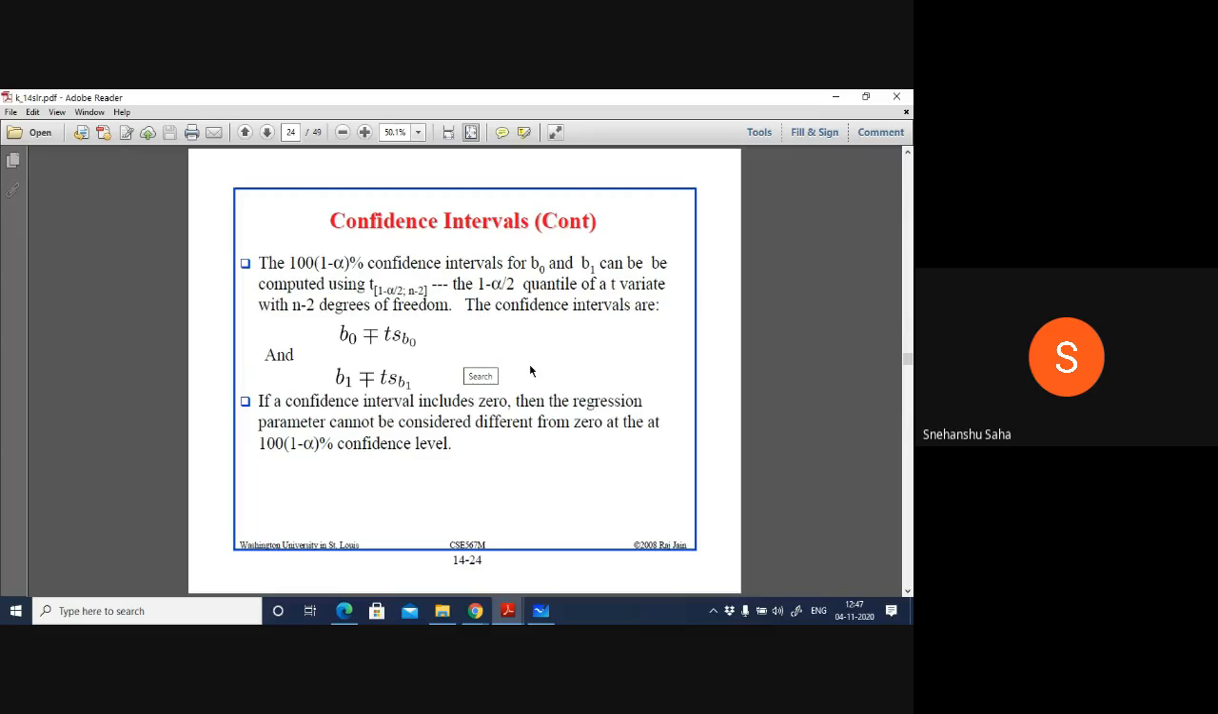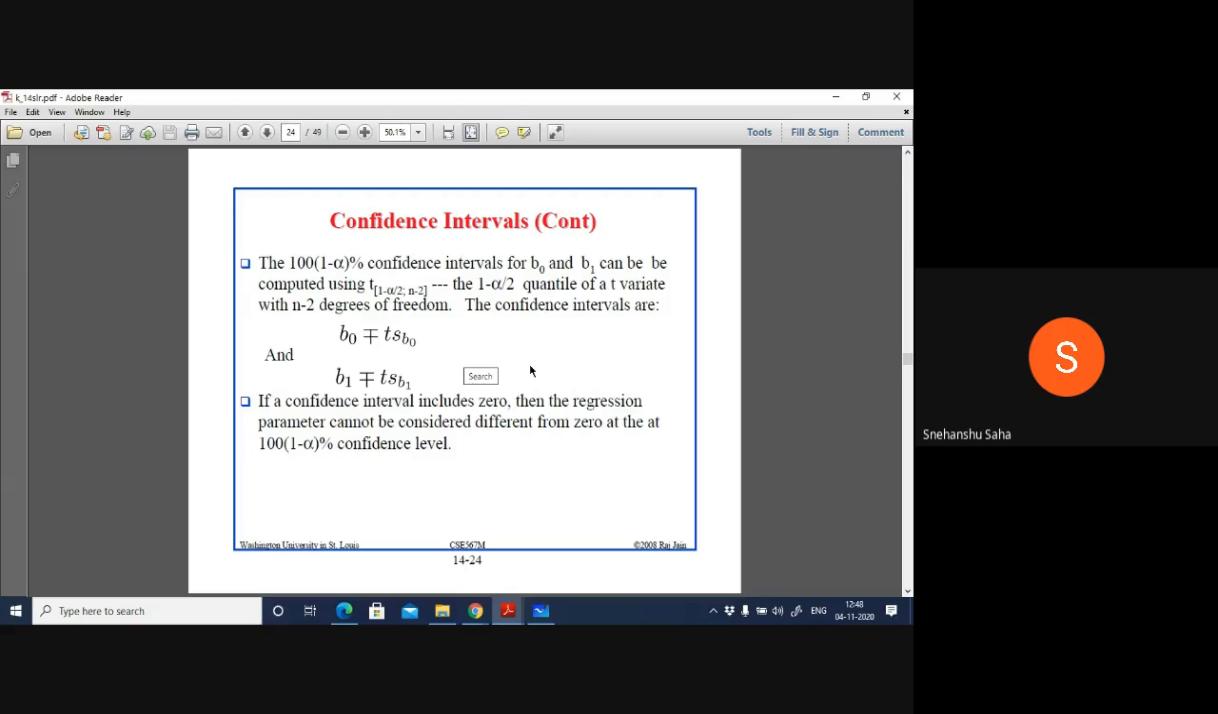So this is nothing but the 1 minus alpha by 2 quantile of a t variate with n minus 2 degrees of freedom. So let's say your alpha could be 0.1. If your alpha is 0.1, then you just plug this in. So it's 1 minus 0.1, which is 0.9 times 100, which is 90%. So for a significance level of 0.1, your confidence intervals are 90%.